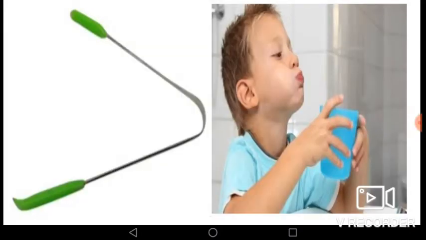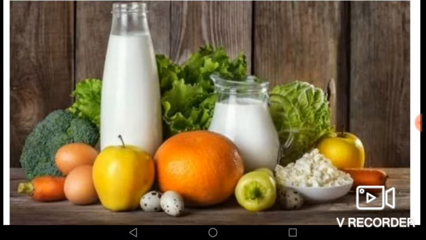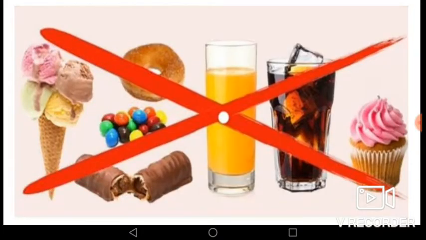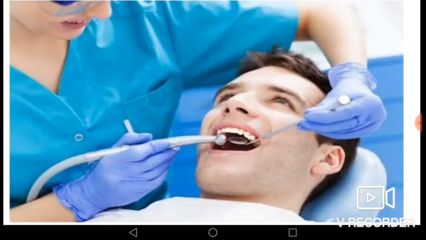Rinse your mouth well after taking a meal. Eat food that is healthy for teeth and gums, for example, milk, egg, curd and green vegetables. Avoid eating too many sweets and soft drinks. Visit the dentist regularly for checkups.